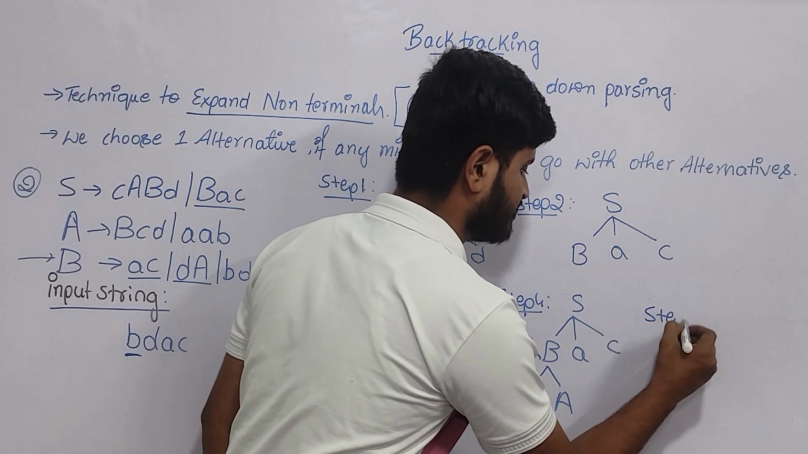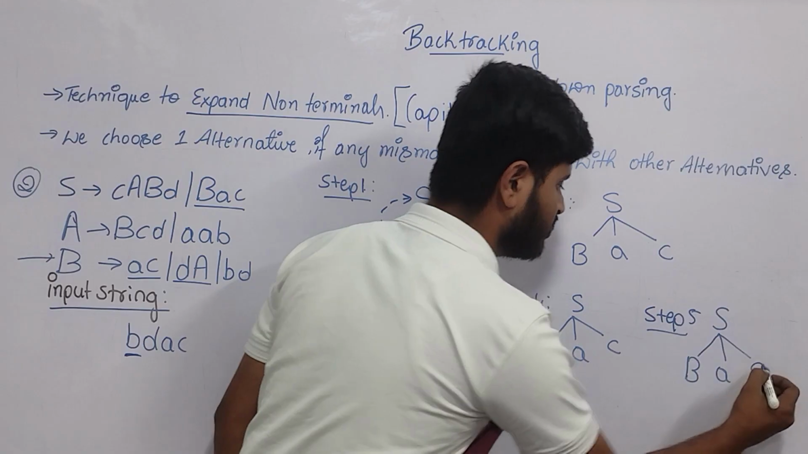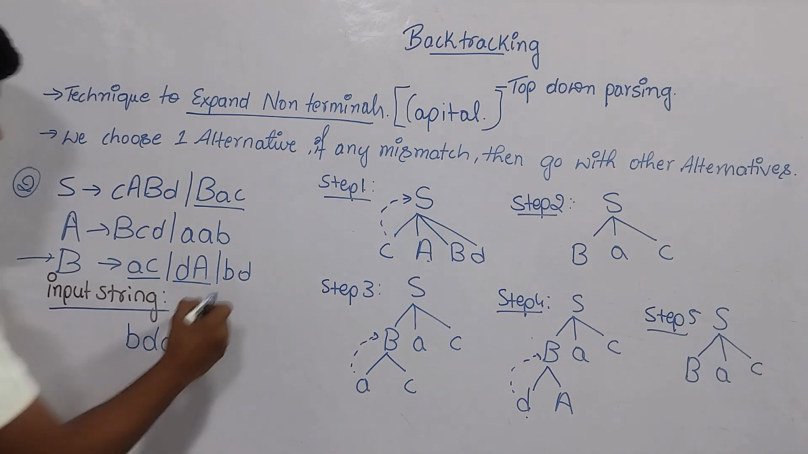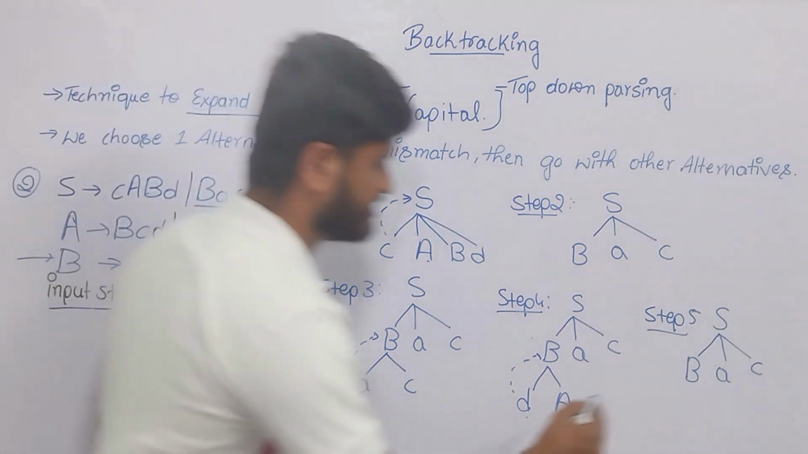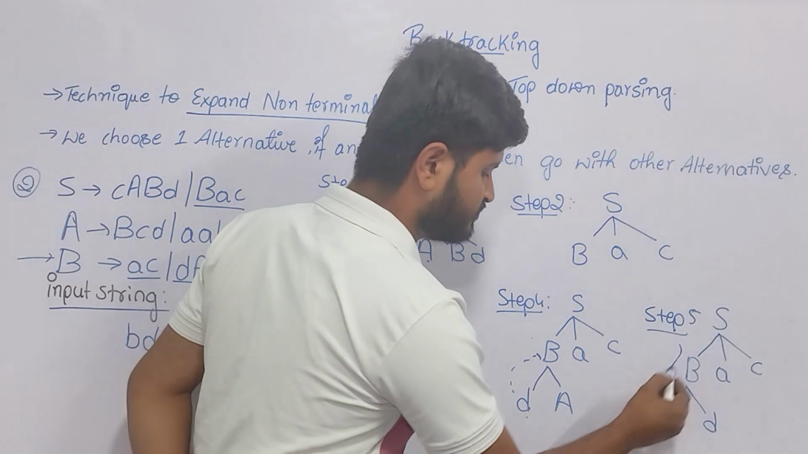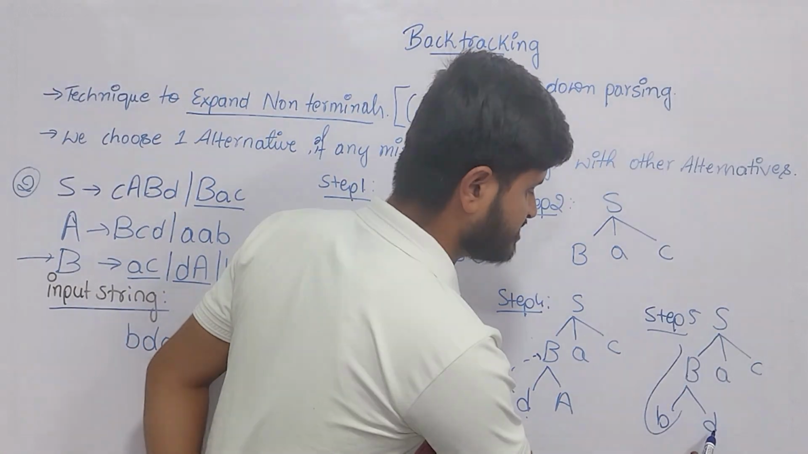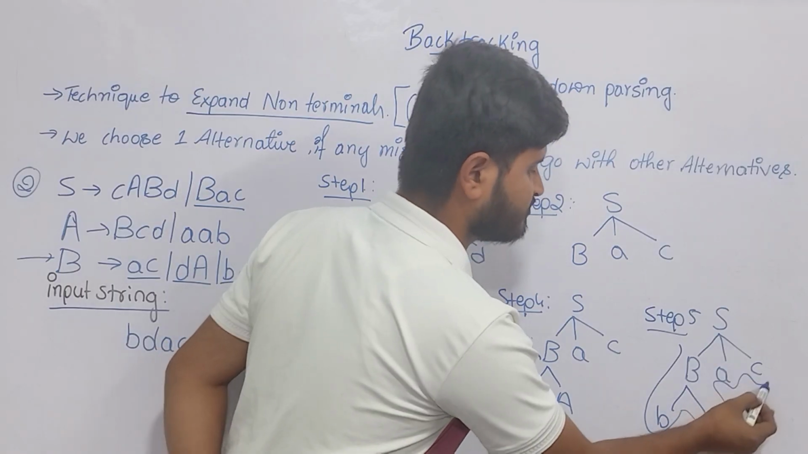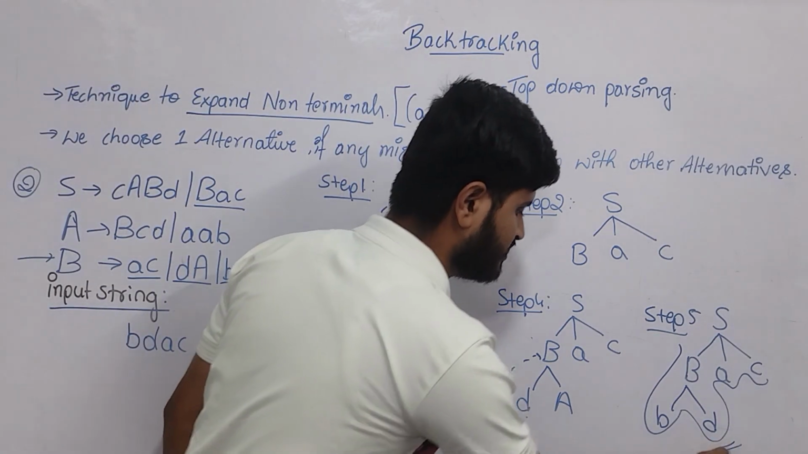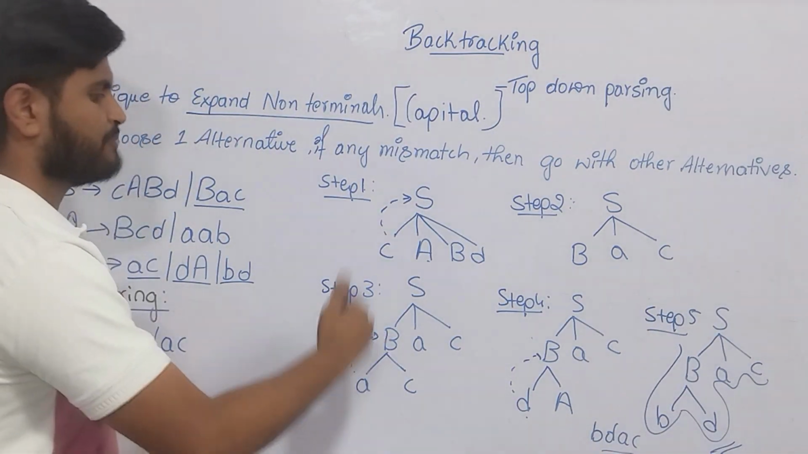So let's move to step number 5. So S will be the same, capital letter B will be the same, small letter a and small letter c will be the same. Now another possible projection is small letter b and small letter d. So if you see here, when I travel using the leaf nodes, since they are small letters, I can't expand further. Small letter b, small letter d, small letter a and small letter c. So small letter b, d, a, c. So this is my string that I wanted. B, D, A, C, which I got in the 5th step using the backtracking technique.